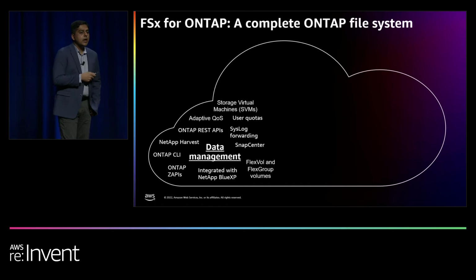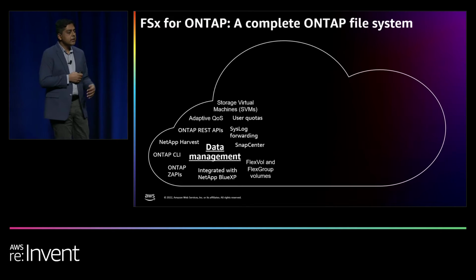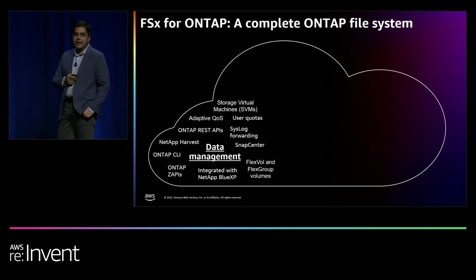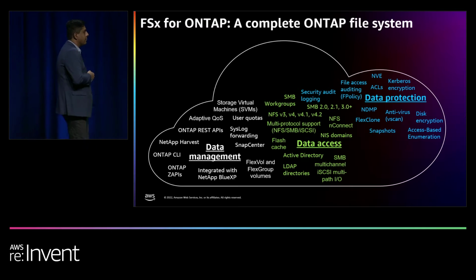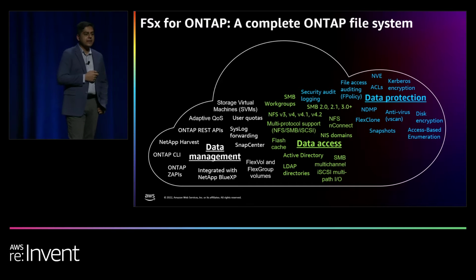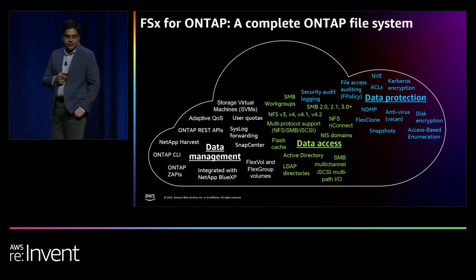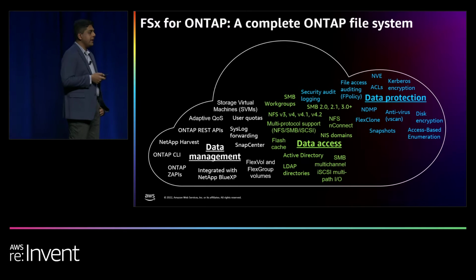And also it means how you manage your volumes and your data set overall, using things like storage virtual machines, FlexVol volumes, FlexGroup volumes, and so on. So it's really the full, complete set of data management APIs and capabilities we are talking about. When we talk about data access and data protection, we mean things like multi-protocol support, Active Directory integration, and a lot of the advanced NFS and SMB features like NFS nconnect and SMB multichannel for high performance. And then it also means data protection features around antivirus scanning, snapshots, access-based enumeration, and so on. So it's really that full set we are talking about.